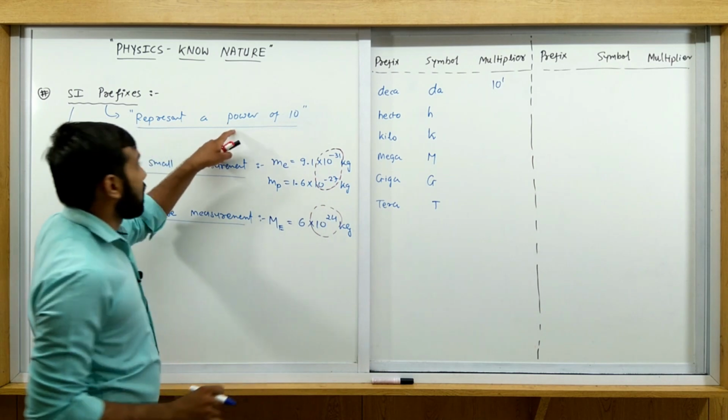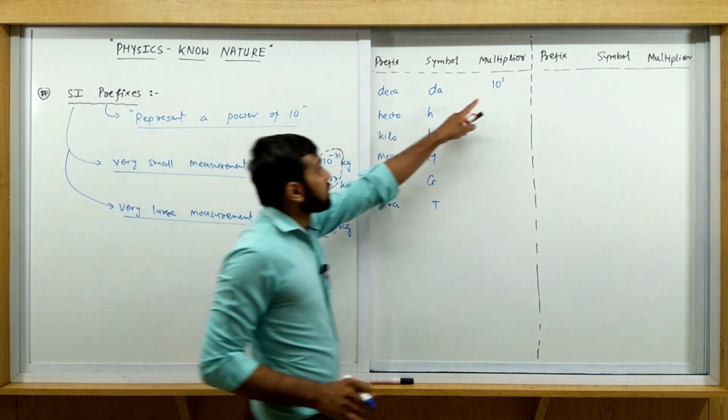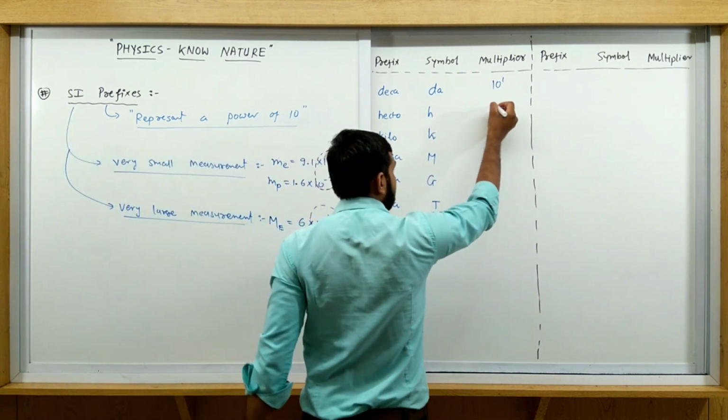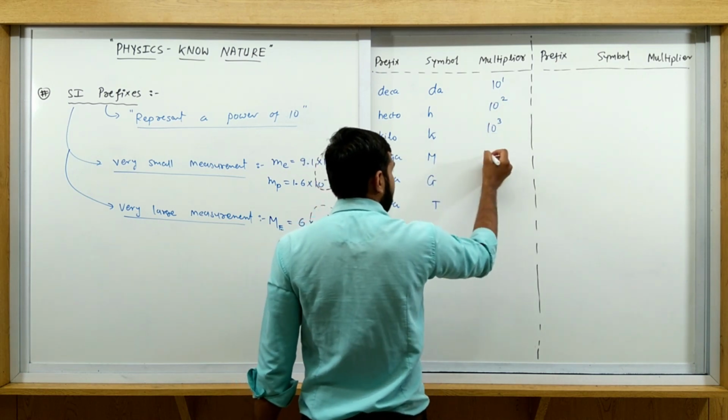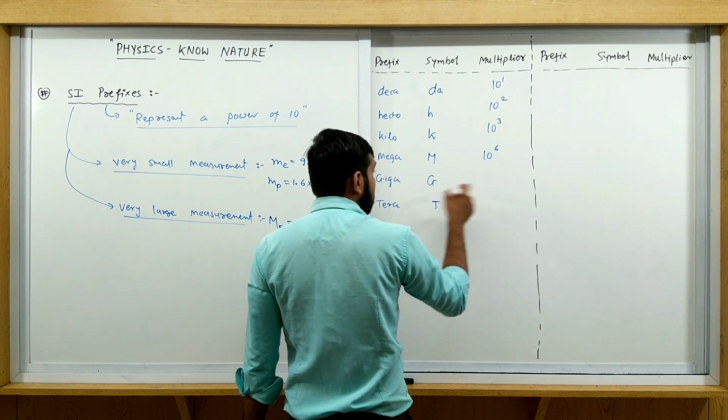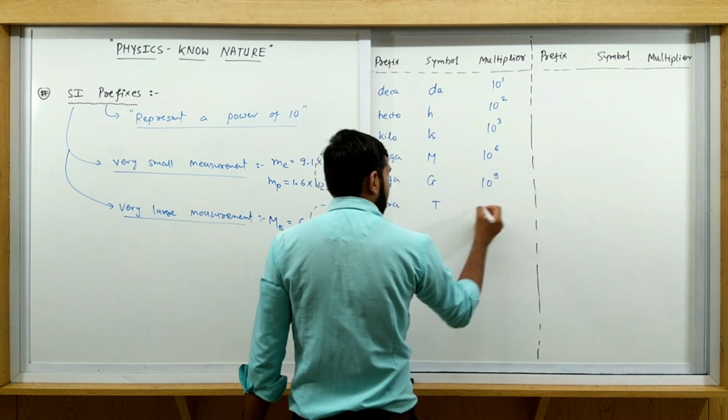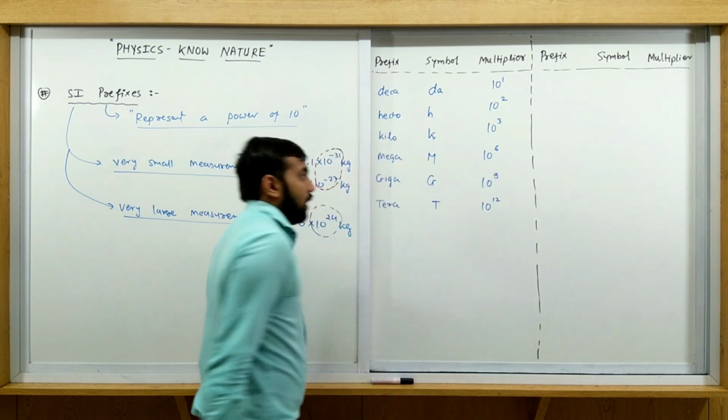Its multiplier: if you consider deca, then its multiplier is 10 raised to 1. It represents a power of 10. Hecto represents 10 raised to 2. Kilo represents 10 raised to 3. Mega represents 10 raised to 6. Giga represents 10 raised to 9. And tera represents 10 raised to 12.